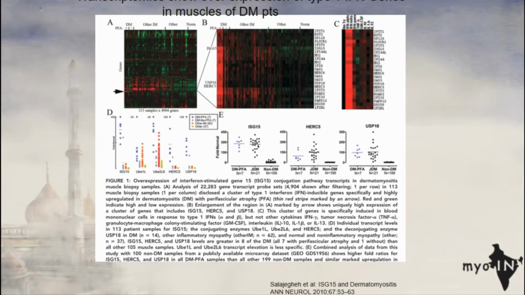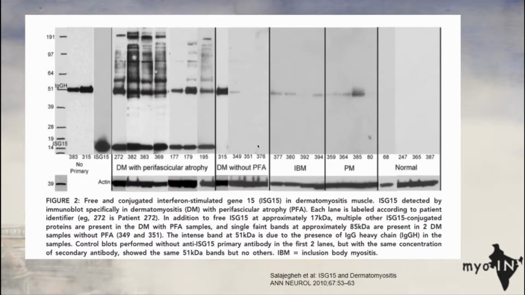Next slide, please. As you can see, interferon stimulated gene 15 and HERC5 and USP18, which are other conjugation transcripts, are overexpressed in patients of dermatomyositis with perifascicular atrophy as well as juvenile dermatomyositis. And the same is true for HERC5 and USP18. All of them are type 1 interferon signaling expression markers. Next slide, please. And when we look at the immunoblot, again, you can see that in patients of dermatomyositis with perifascicular atrophy, you can find ISG15 and the other conjugation proteins upregulated.